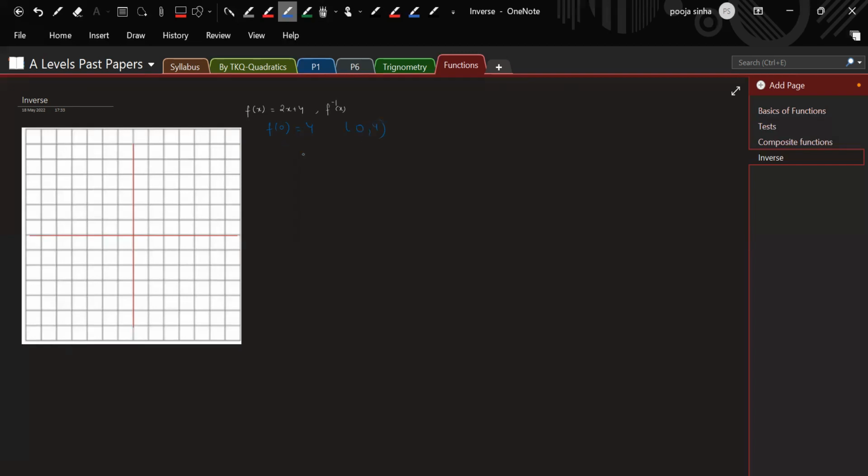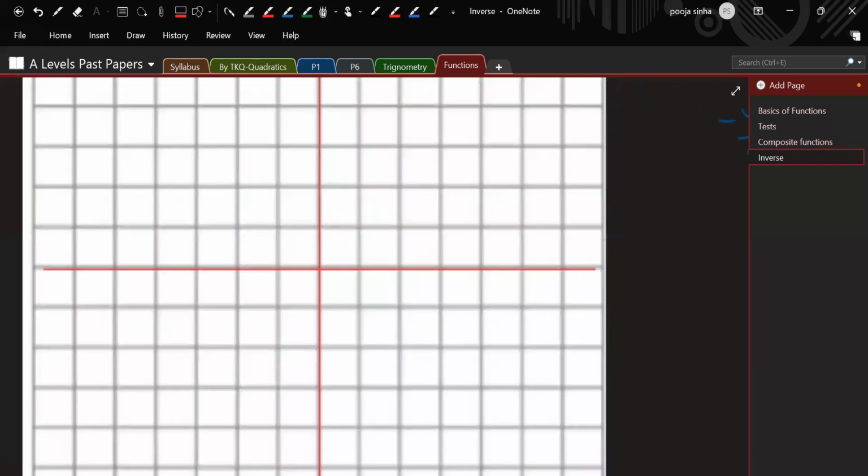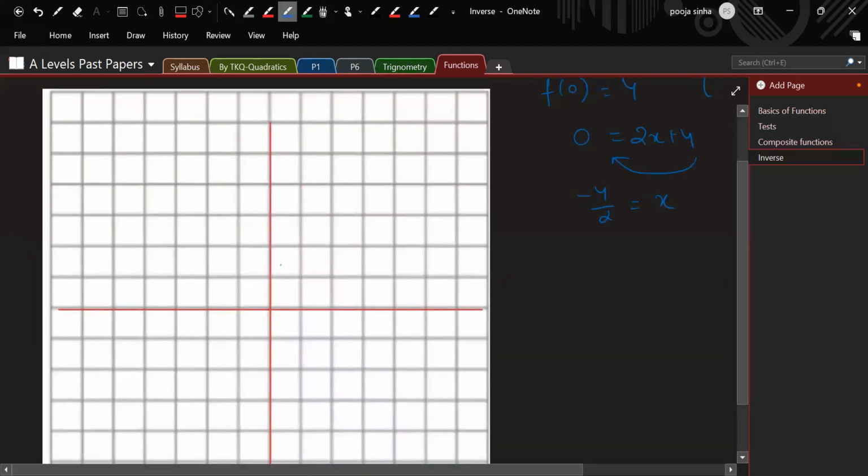So 0 is equal to 2x plus 4, right? I have to figure out when y is 0, what is the value of x? 4 comes this side, becomes minus 4 divided by 2. So it'll be minus 2. So the two values that I need, I've got. I'll put those here. One is 0, 4. And the other one that I got was minus 2, 0. So minus 1 and minus 2 here.